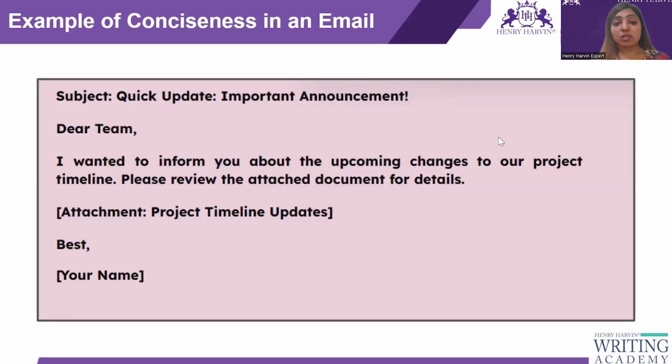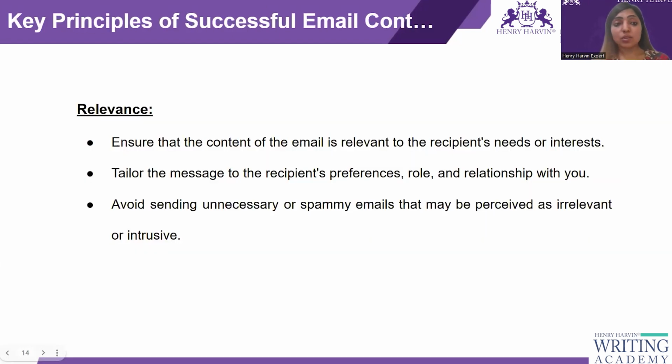So just have a look at this in terms of conciseness. Can you see the subject? Quick update. It's an update, important announcement. Anybody would click it, right? Dear team, I wanted to inform you about the upcoming changes to our project timeline. Please review the attached document. Just a small email, and then you mention everything in the document. Then you send the attachment, your closing, and after that your name, which is called your signature. That's about it. That's how concise it needs to be. You can maybe add one more paragraph to it, that's okay. That was very short, but that's how concise you need to be.